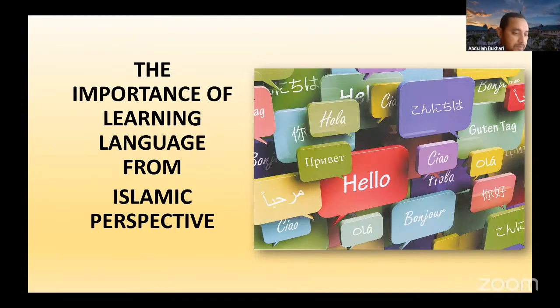Actually, the purpose of this session is to make all of you aware that learning language is not a secular matter. Even though maybe some people have this kind of thought, learning English or Arabic is not important. It is only a requirement for graduation of this university. No, actually this session will somehow open your eyes, open our mind to understand that learning language is very Islamic. Learning language is very Islamic.